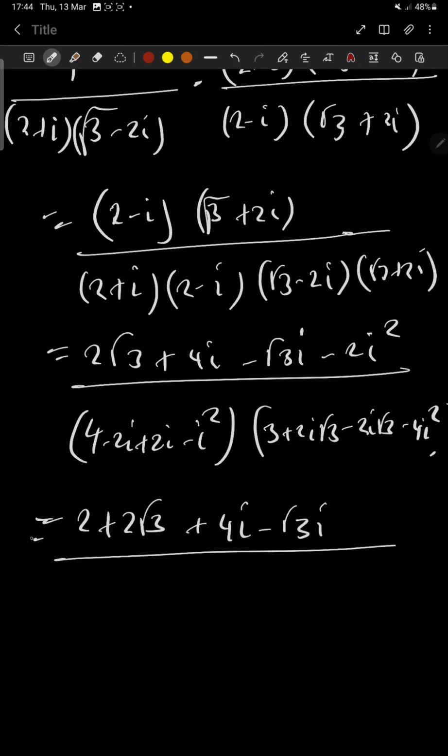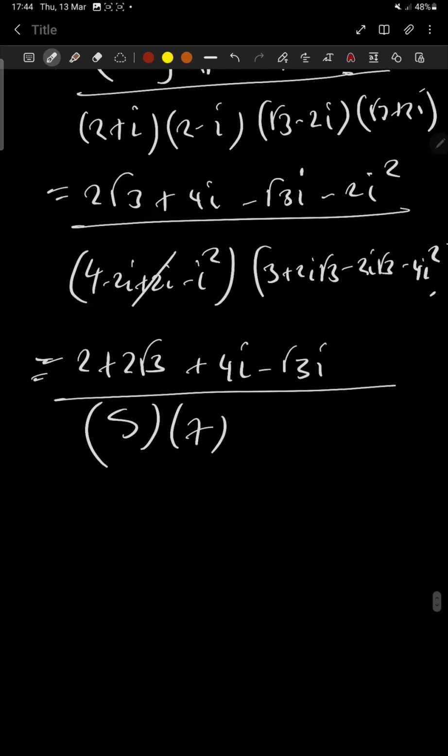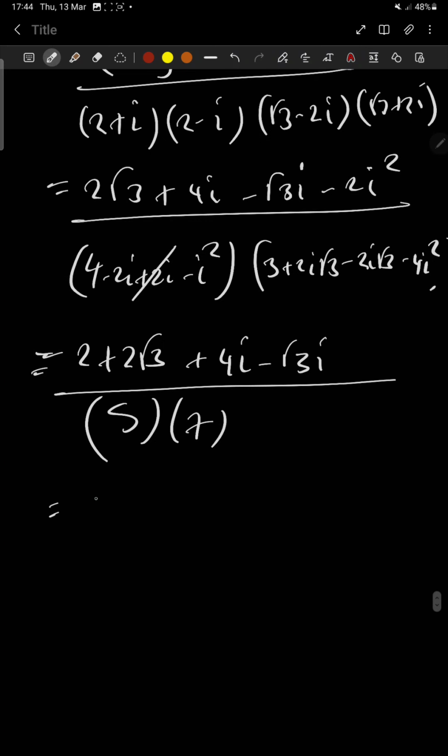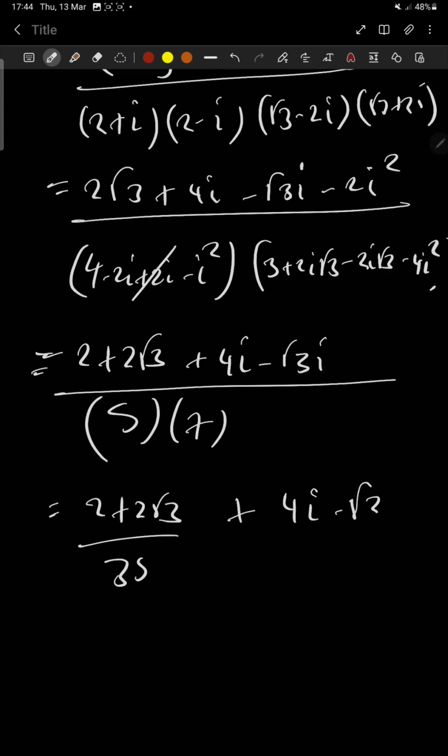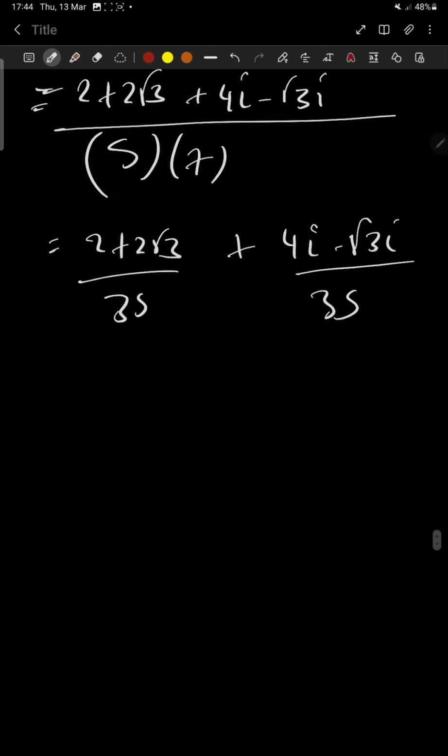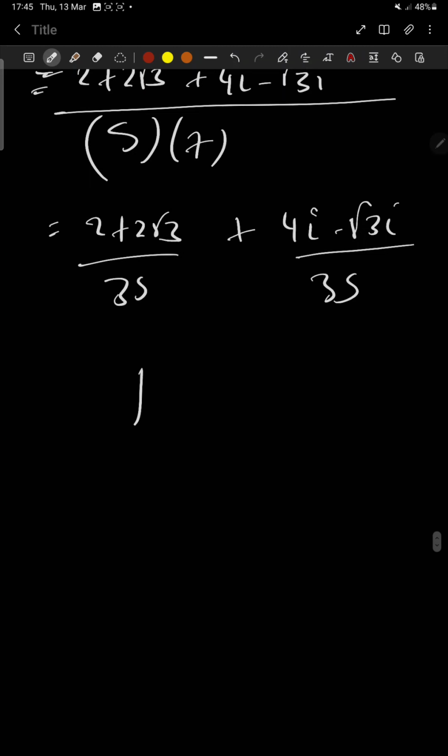over, this will be 0, -1, this will be 5 here, then this will be 0, then this will be -1, this will be 7, yes, that will be 7, okay. So this will be 2 plus 2 square root of 3 over 35 plus 4i minus square root of 3i over 35. Now you can sketch this. This is what you're going to sketch.